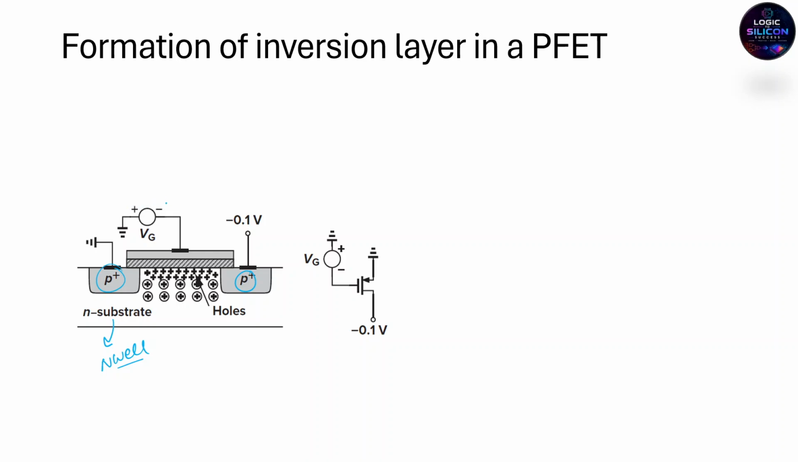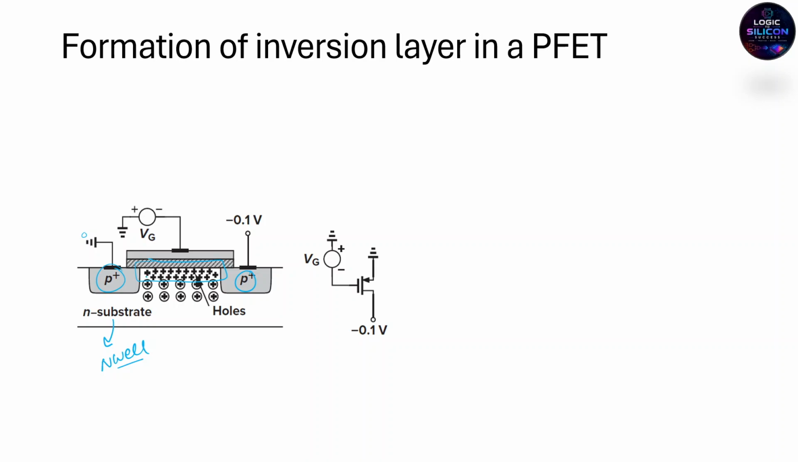If you focus on this figure, you will notice that if the gate to source voltage becomes sufficiently negative, with the source at 0, that is ground, and a negative voltage applied to the gate, then an inversion layer consisting of holes is formed at the oxide silicon interface. Hope I'm clear that inversion will happen.